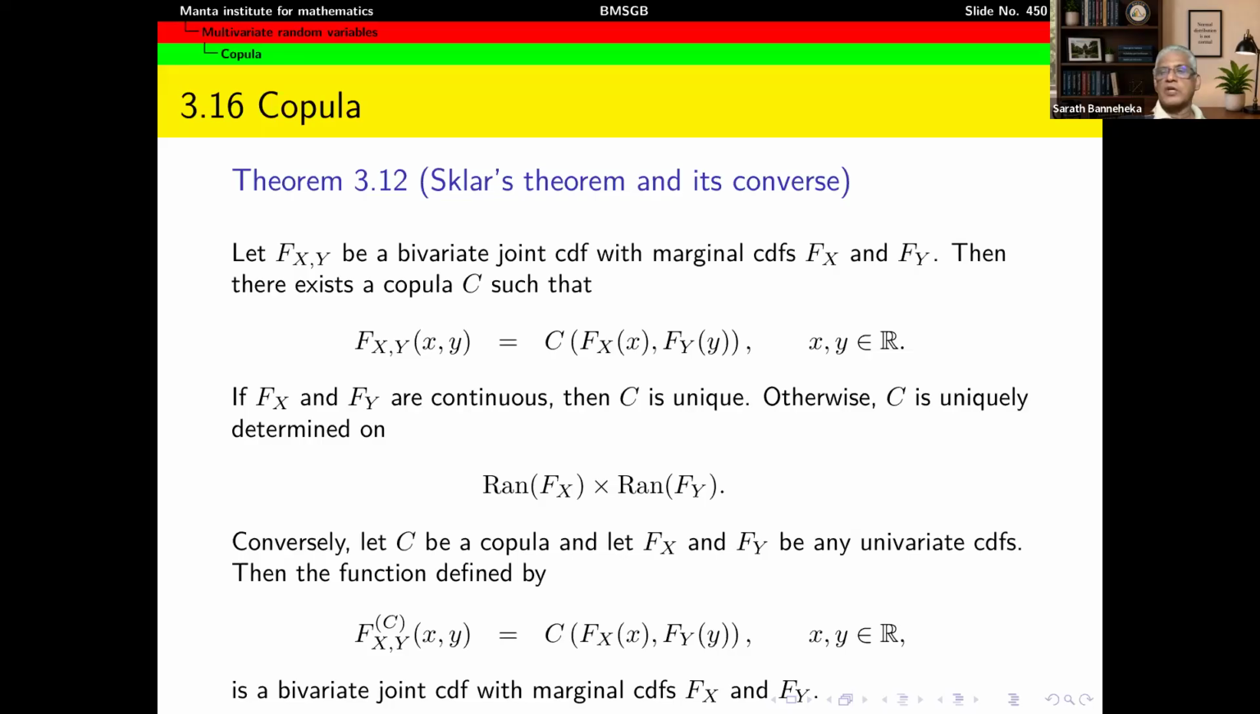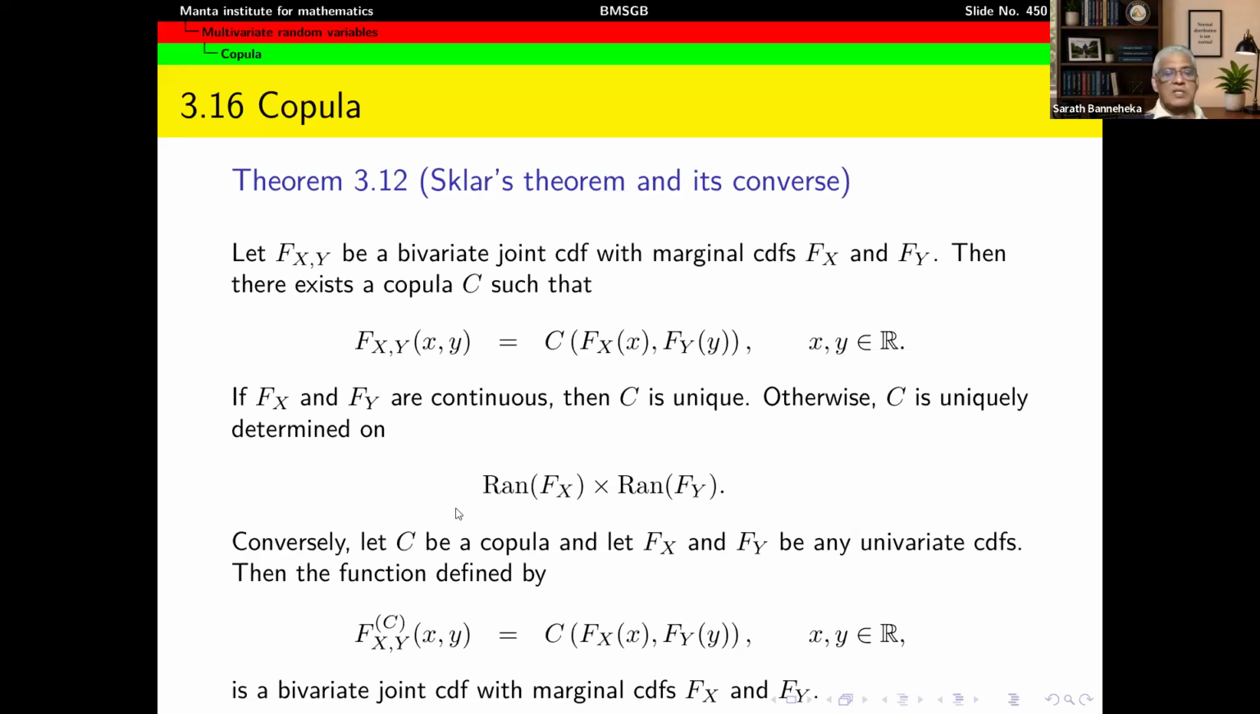So we are considering X and Y to be continuous random variables having continuous joint CDF and continuous marginal CDFs. So that is what Sklar's theorem says. Right? There exists some function C called copula that separates the joint distribution into a function of individual marginal CDFs.